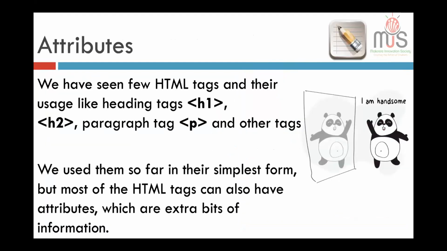We have seen a few HTML tags and their usage, like heading tags. We saw H1 is the most bold of the headings, and we said it's the king of all headings. Then we saw H2, H3, H4, H5, up to H6. And we also have used the paragraph tag among other tags. We used them so far in their simplest form, but most HTML tags can also have attributes, which are extra bits of information. So an attribute is just extra information.